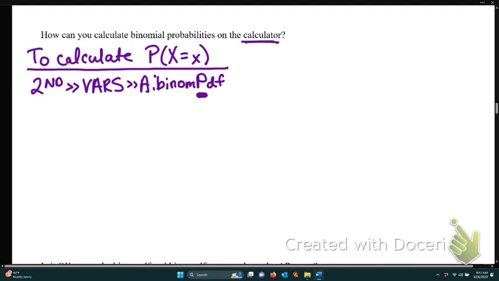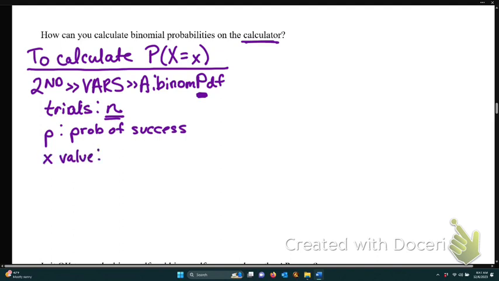Second vars, binomial PDF. It is option A for you guys, right? Perfect. What is it asking you for? Trials. That's your N. Then what does it ask? It asks for P, which is your probability of success. Then what does it ask for? The X value. What do you think the X value is? The number of successes that you're trying to find the probability of.